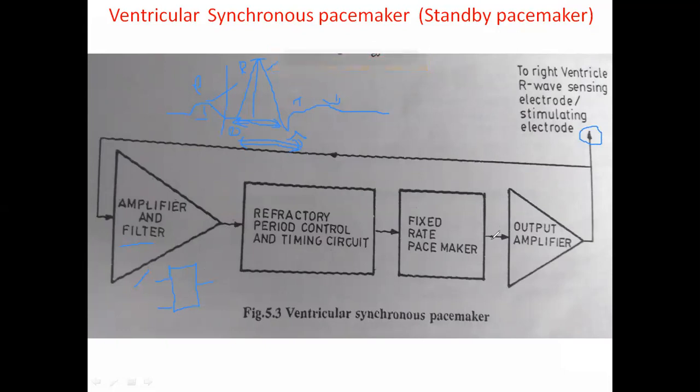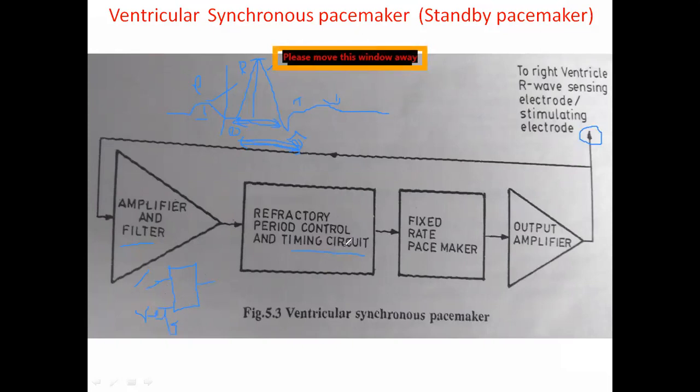Depending upon these variations, if the time is equal, then it does not produce any output, because the heart is producing on its own. If some problem occurs, due to some heart block, the time period may increase, and due to that increase of time we have to produce the impulses. So the activation of this fixed rate pacemaker is done by the timing circuit, depending upon comparison of the actual R wave with the reference one.